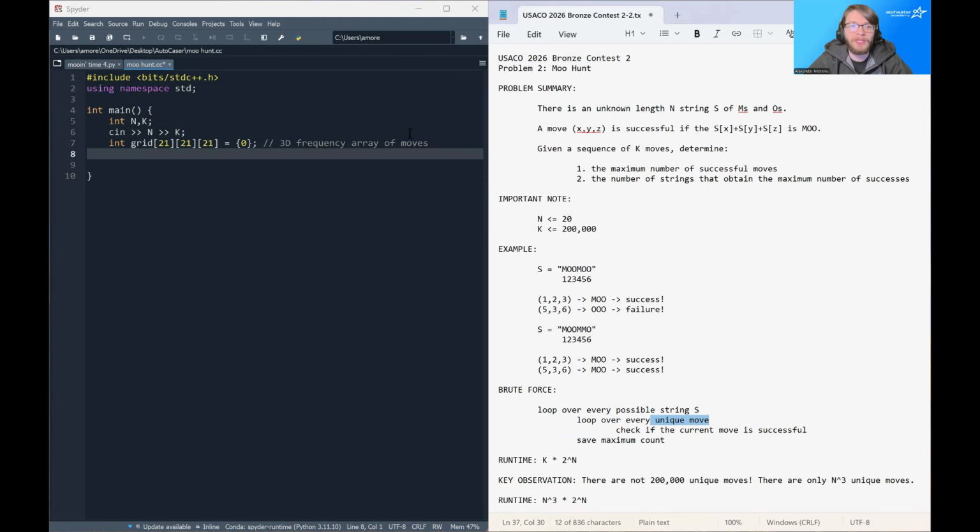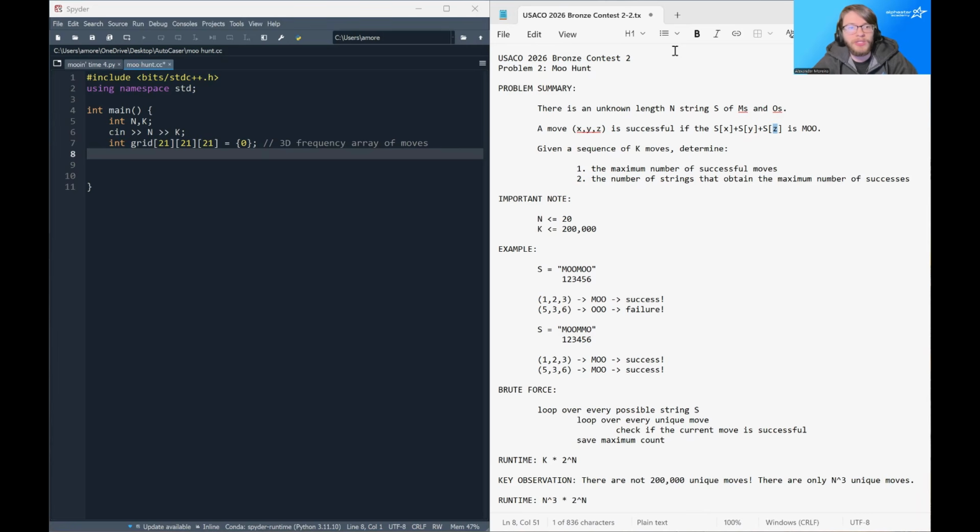So one way of solving that issue is we can simply create a three-dimensional grid storing the frequency of every possible move. However, if you don't like the 3D grid solution, you could always use a map or a dictionary. However, I tend to like to avoid maps and dictionaries in my bronze solutions, so I've adopted a 3D grid here.